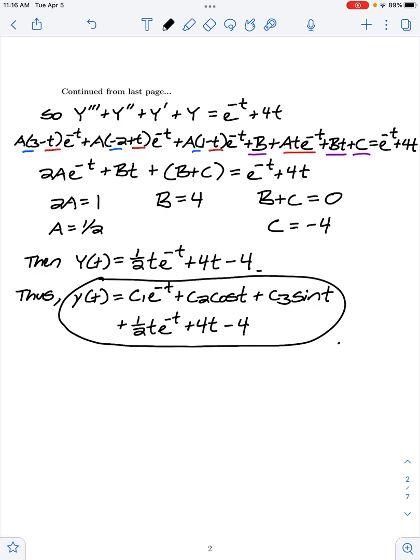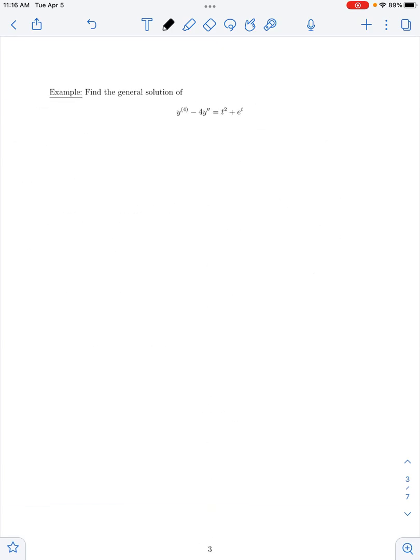So in this first example, we see that the method of undetermined coefficients for higher order linear equations works the exact same way as for second order linear equations. We just have higher order derivatives to evaluate. So let's look at another one.